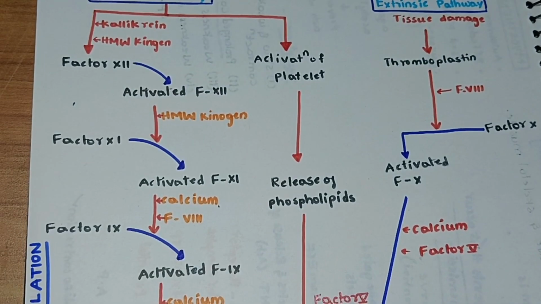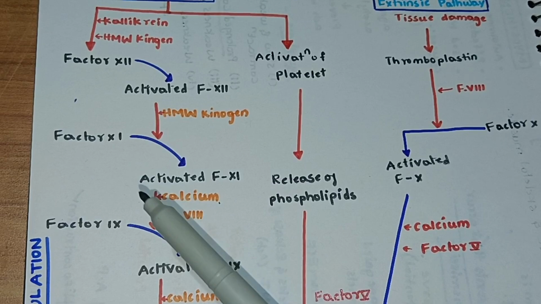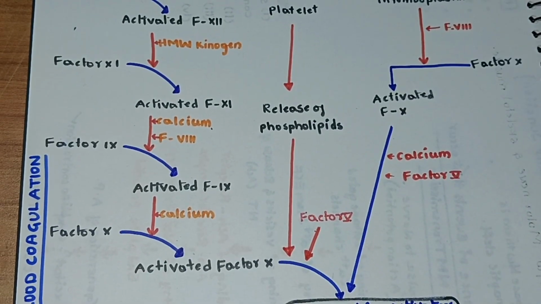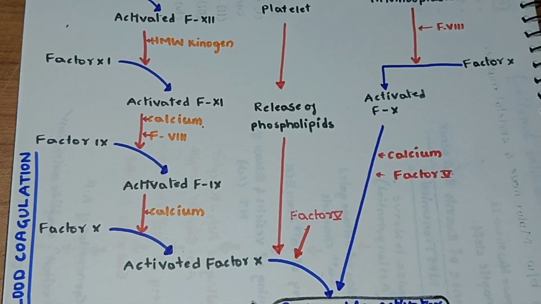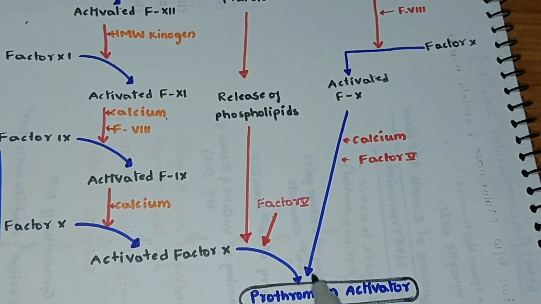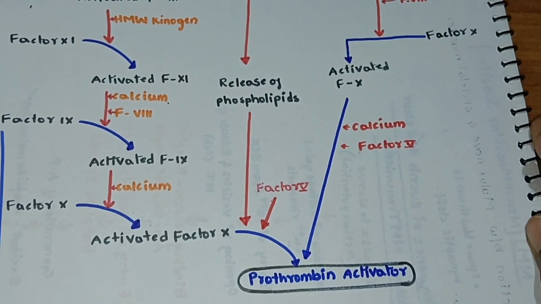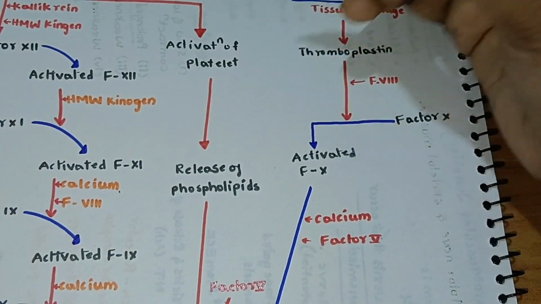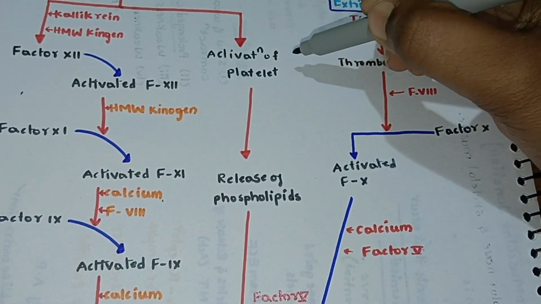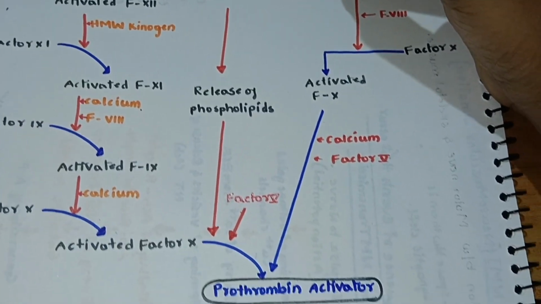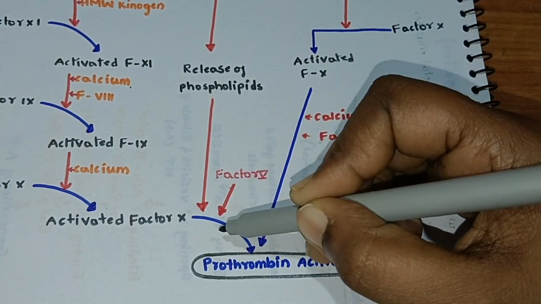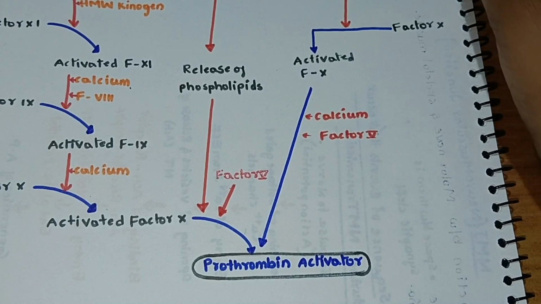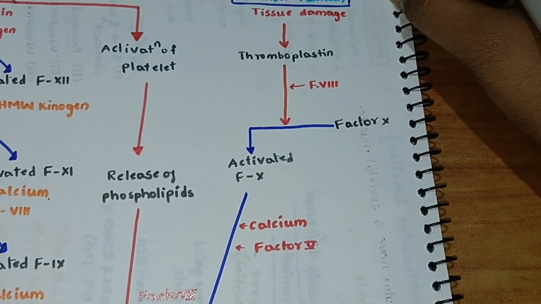See, first activation is 12th, then 11th, then 9th. After that the 10th will come. Activated factor 10 is involved in the formation of prothrombin activator. At the same time, activation of platelets takes place, which releases phospholipids, also involved in the formation of prothrombin activator.